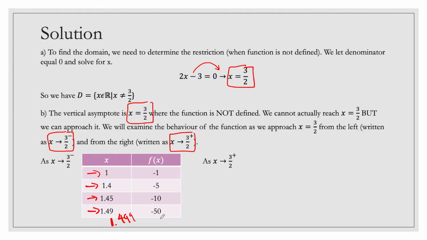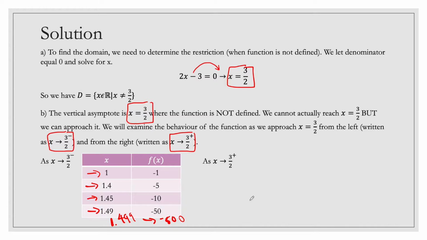I don't know about you, but I ended up getting a total value of -500. So we can clearly see here that the pattern is that as we get closer and closer to 3 over 2 from the left, these values are going towards a larger negative number. So now we have an idea of what is happening to the graph very close as we approach 3 over 2 from the left. So now let's look at what happens when we approach it from the right.